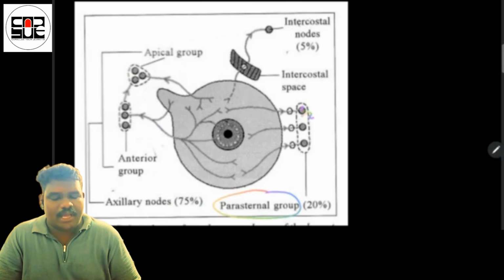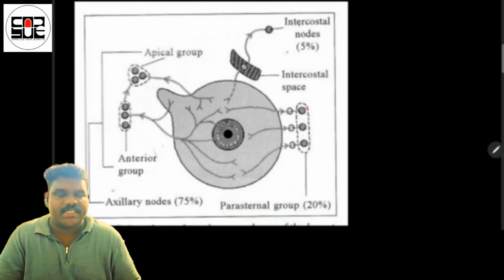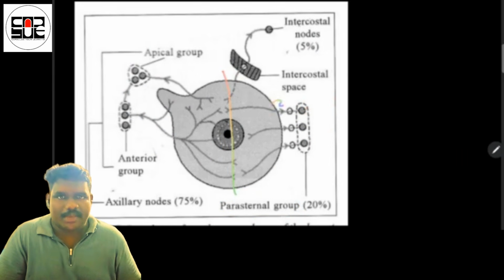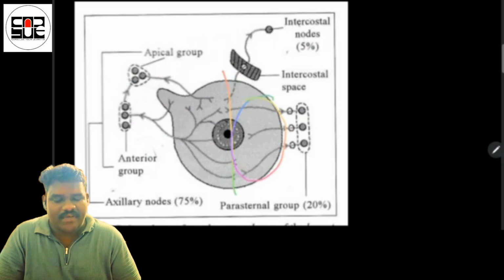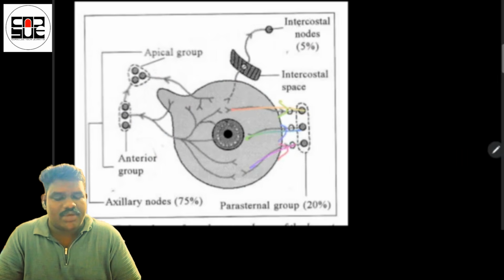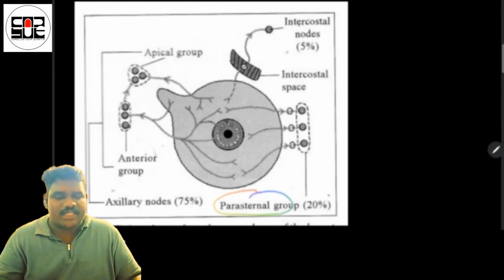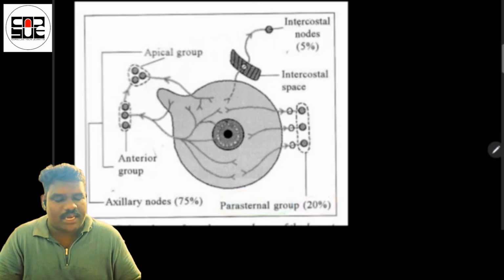After that, we mentioned the parasternal group, otherwise called the internal mammary group. Here the sternum is here, and close to the sternum we can see the parasternal group. The lymphatics from the medial aspect of the breast mainly drain into these parasternal lymph nodes. So from the parenchyma on the medial aspect, it drains into the parasternal or internal mammary group.